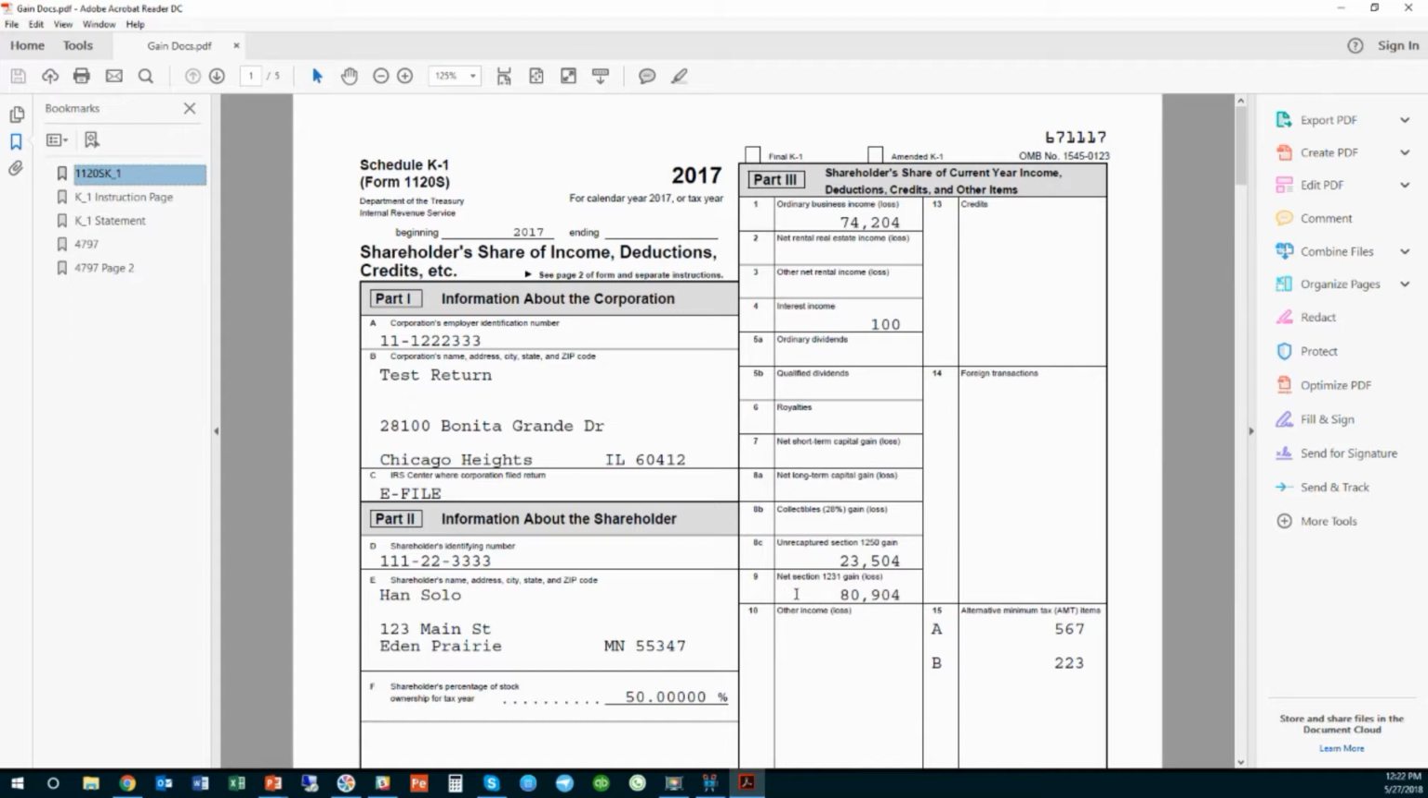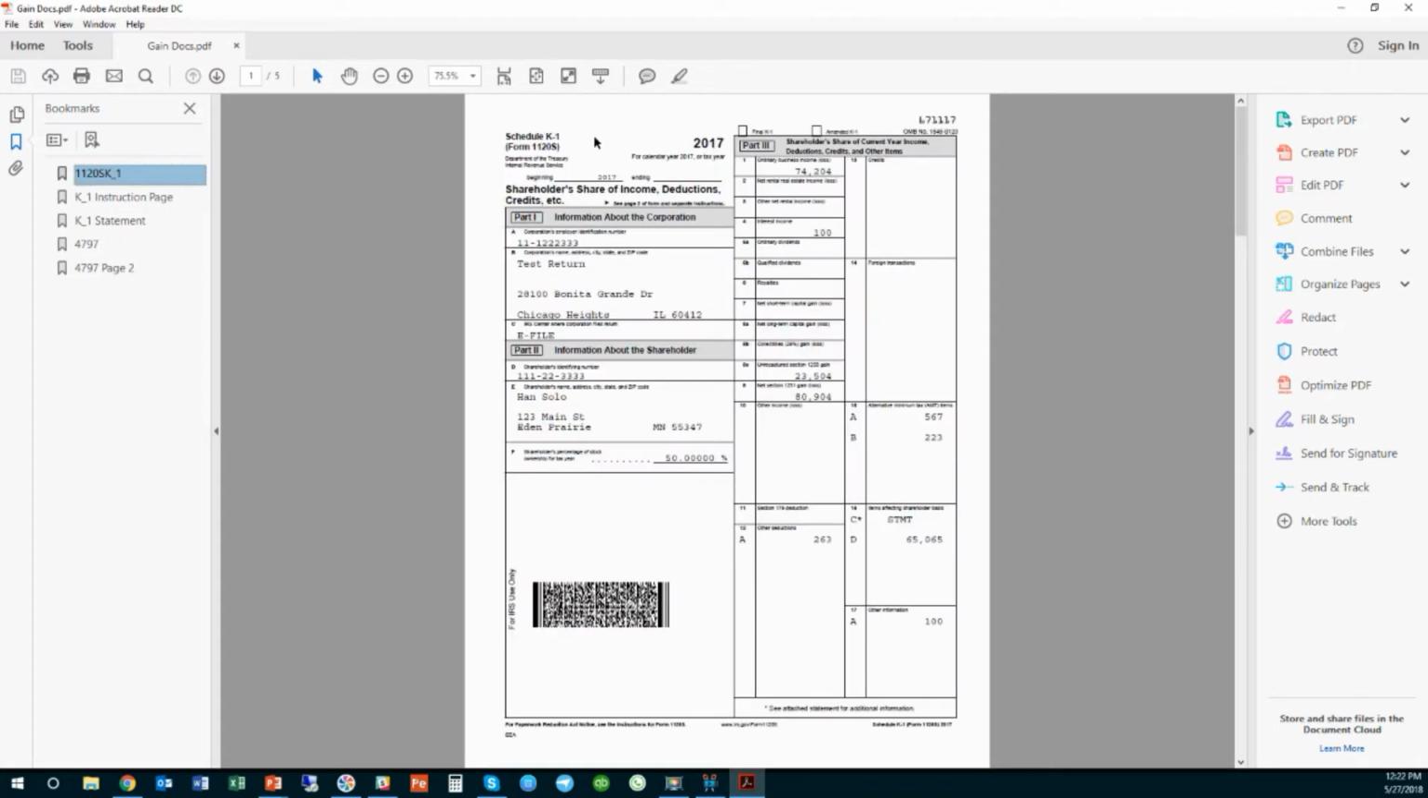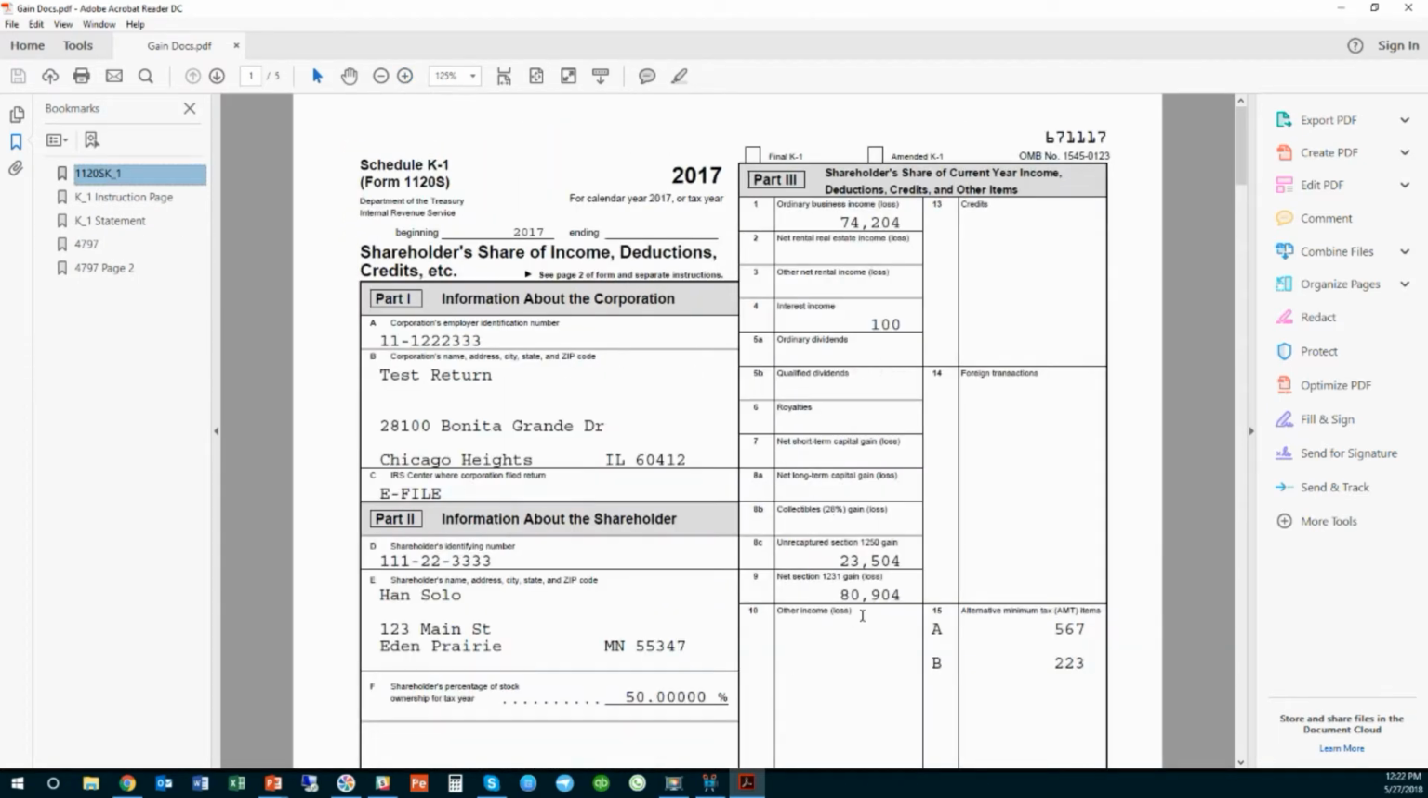Notice something about this net section 1231 gain. It's 80,904. Well, if I come back here, this is 161. So half of this whole gain is showing up here on this K1. Look at this. Showing up here on this K1. Well, aren't we double counting then? Because part of this 1250 gain is in here. Why wouldn't this be whatever the 1231 gain is less the 1250 gain?